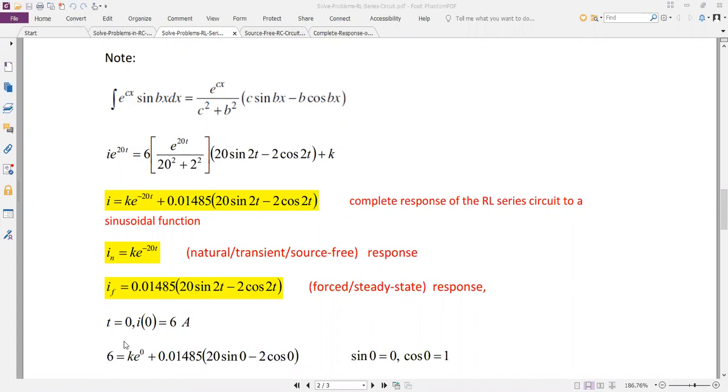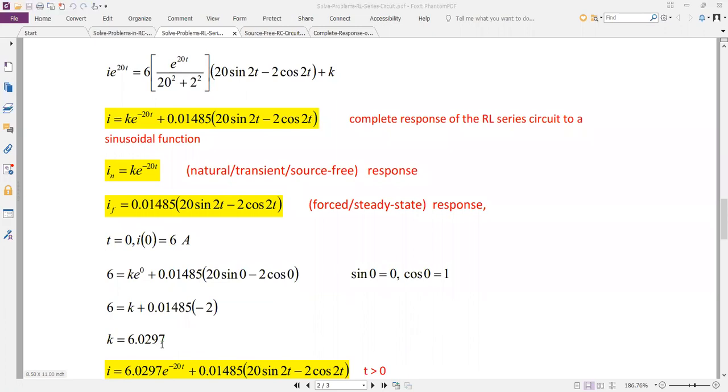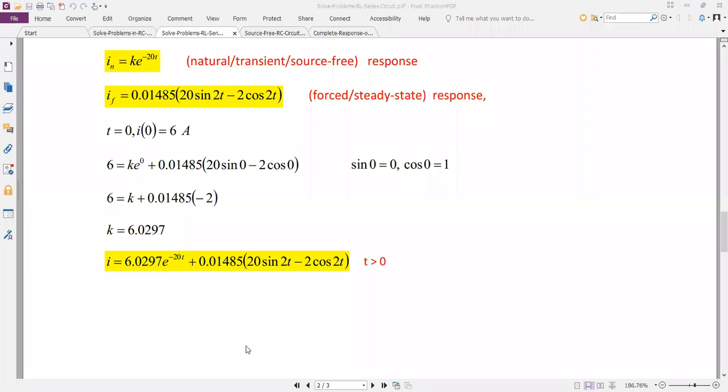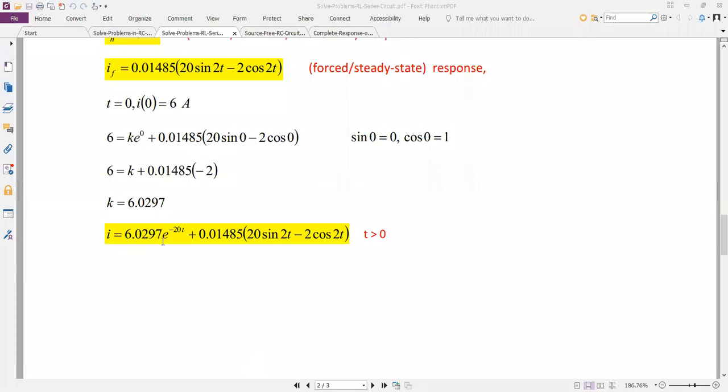It was stated in the problem that at time equal to 0, the current is 6 amperes. So you have to place 6 here and 0 here, 0 here. That would allow you to determine the K. So your K is 6.0297. Then you go back to the original equation that you have set up and substitute the appropriate K value, because you only have one. You place it in here, and this is already an equation that will let you solve for the current at any particular time for your RL circuit.